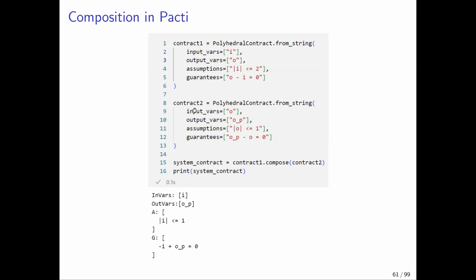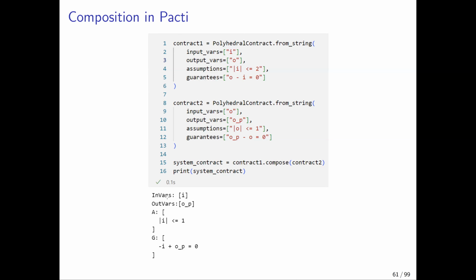Okay, and for contract 2, we do a similar one-to-one mapping of what we saw before to what we have in Pacti. So to Pacti, we say input variable is O, output variable O prime, and so on for assumptions and guarantees. Then, if we ask the tool to compose contract 1 with contract 2, the result that we get is shown in the slide. So the tool says exactly what Andrea pointed out.